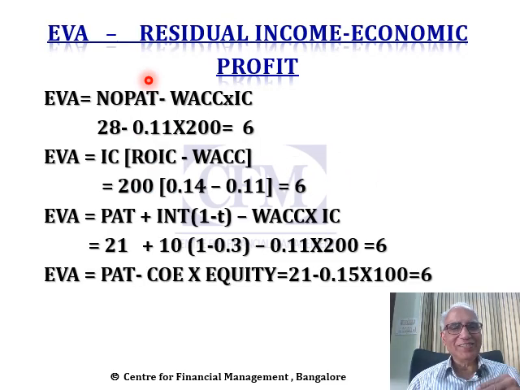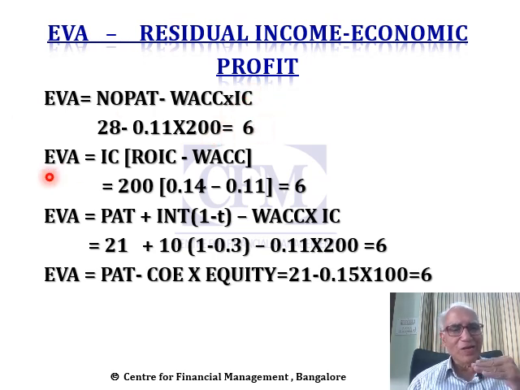Economic value added is the surplus left after making a charge for the capital employed in the business. EVA is also referred to as residual income or economic profit. There are different ways of calculating EVA. EVA is defined as NOPAT minus weighted average cost of capital multiplied by invested capital. In our example, NOPAT is 28 million. Weighted average cost of capital is 11%, invested capital is 200 million, so EVA works out to 6 million.